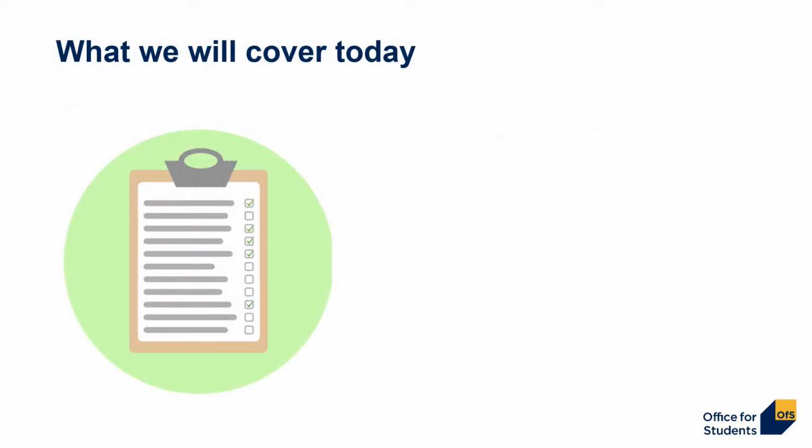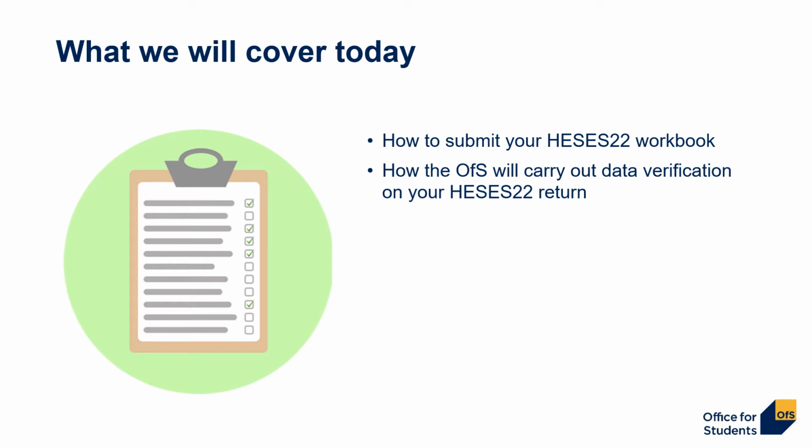So let's look at what we're covering today. First of all, how to submit your HESES22 workbook. That is, how to upload your completed workbook as your HESES submission on the OFS portal. Next, how the OFS will carry out data verification on your HESES22 return. As part of this, we'll also look at how you can help to streamline the data verification process for both you and for the Office for Students. Finally, how to get your HESES22 submission signed off. This is what we're all aiming for, so this is perhaps the most important part of the whole process.